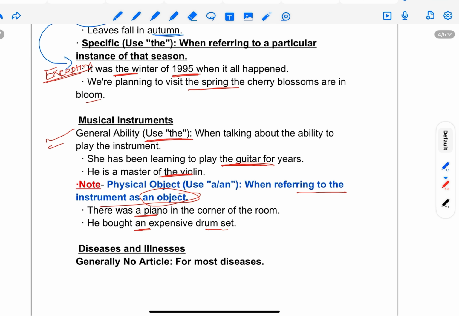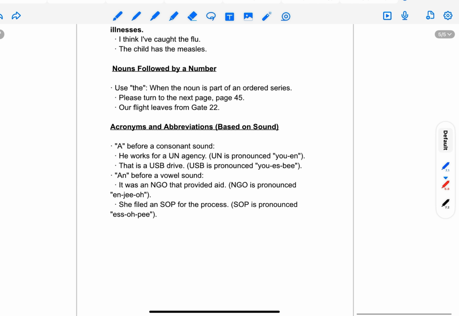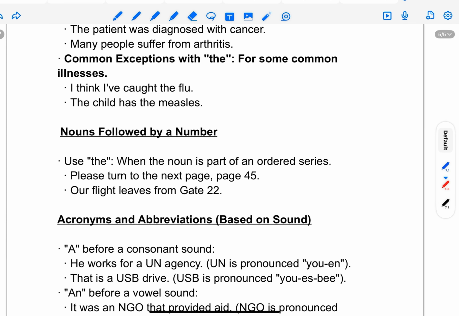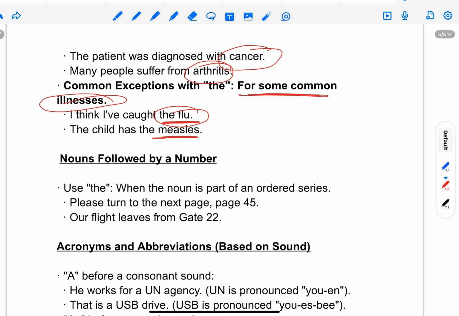We don't use an article before the name of a disease. Like, the patient was diagnosed with cancer. Cancer is a disease, so no article will be used before it. Many people suffer from arthritis. This is a disease, so no article will be used. But some exceptions are there, like I think I have caught the flu. The child had the measles. So some common illnesses can take the article the before them.